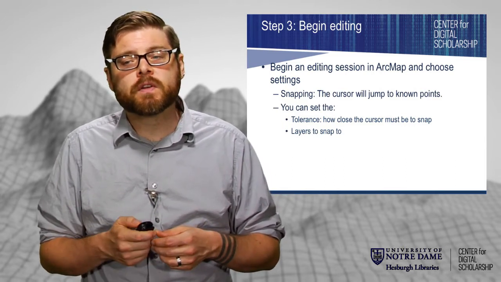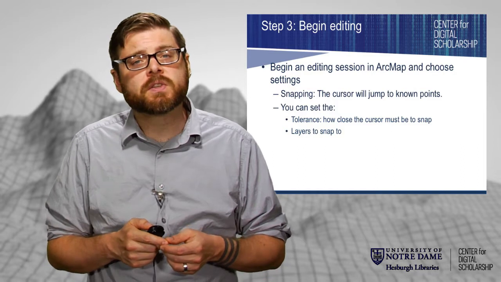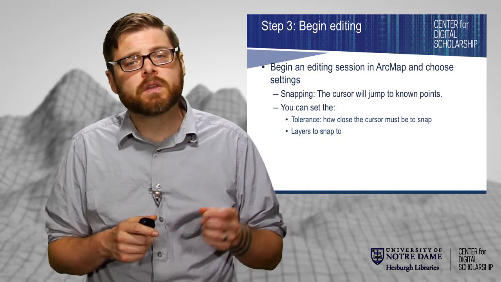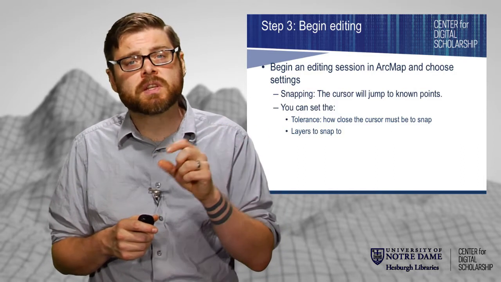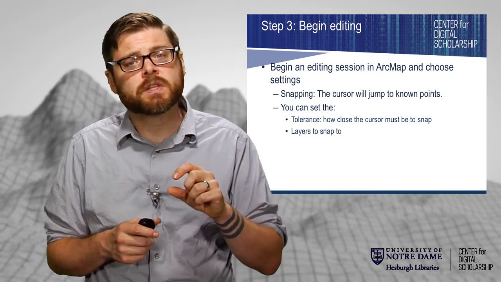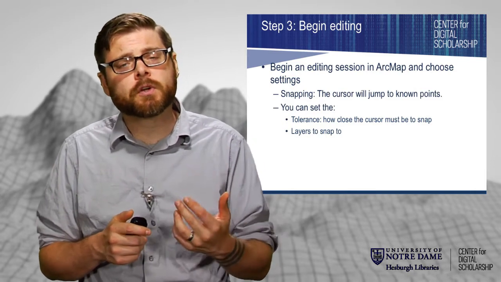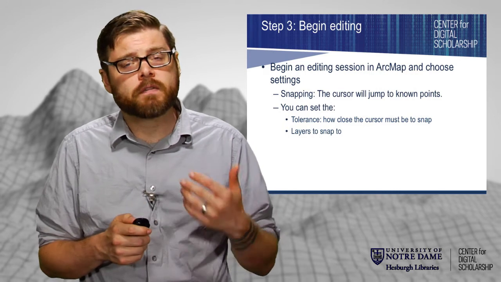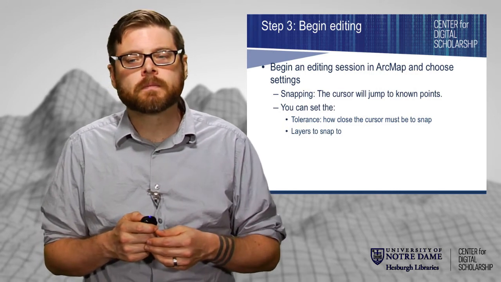Now, one thing that you'll notice very quickly when you start editing is something called snapping. And this is going to be where the cursor jumps to pre-existing vertices or pre-existing features in different layers. By default, it's turned on. If you need to, you can turn it off in the editing toolbar.